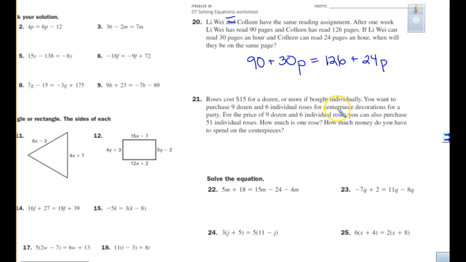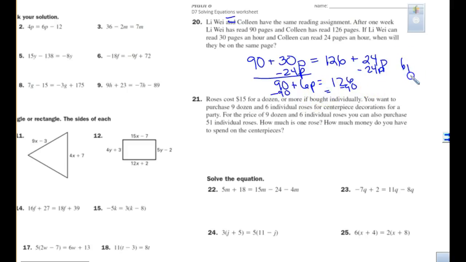Should I solve this one? You want to look at this one? So if we are doing this, I want to get rid of my smallest variable first. So I'm going to subtract 24p from both sides. I now am left with 90 plus 6p is equal to 126. Next step would be to do what? Subtract 90 on both sides of my equal sign.